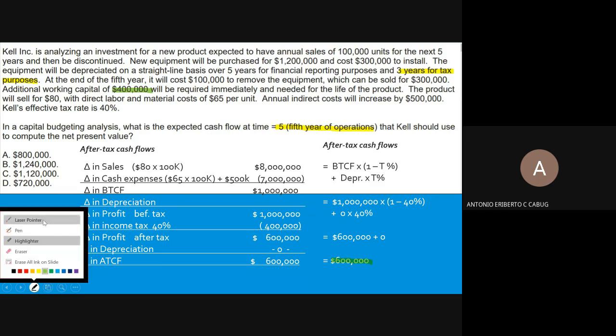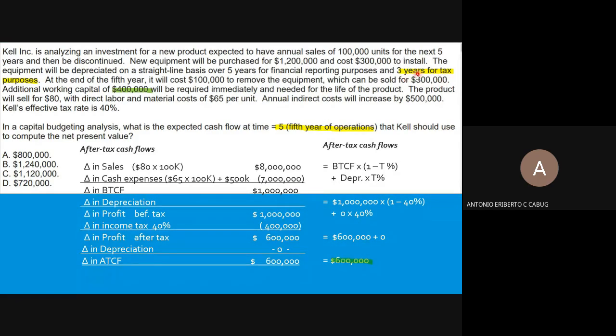Also, yung machine pwede nyo nang ibenta. You can sell the machine for 300K minus 100K cost to remove. That's a gain of 200. Yang gain na yan, that's a taxable gain. Magkakaroon ka ng tax exposure na 200,000. Itatax mo yan at 40%. 200 times 40% is 80,000. 200 minus 80K is 120,000. So the net effect of that is 120,000.